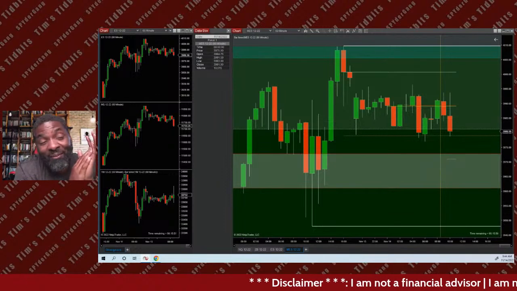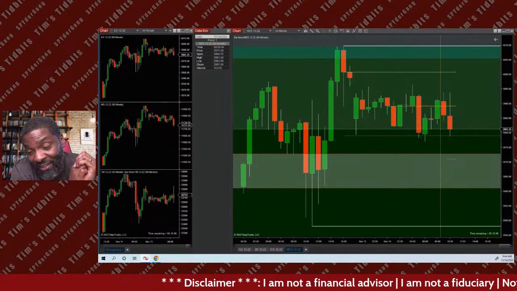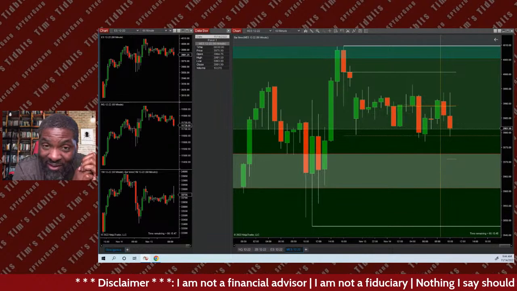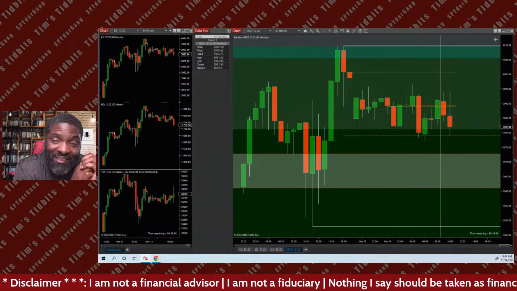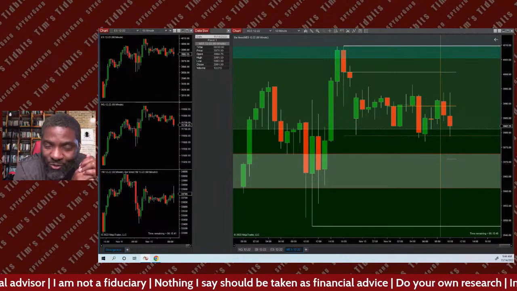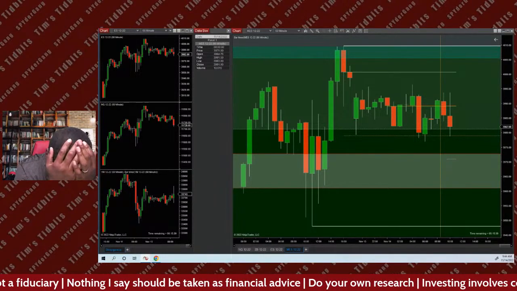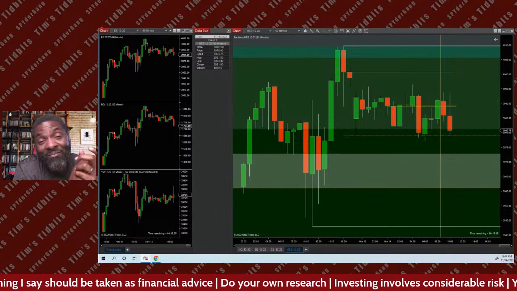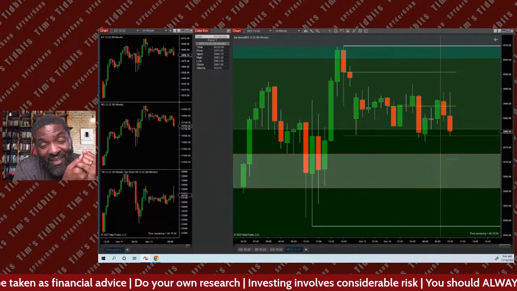So then I went back and I recorded the mitigation block. I recorded the breaker. And then when I got to the liquidity void, I fell into my groove. So I was like, I don't like the mitigation block and the breaker. I got to go back.